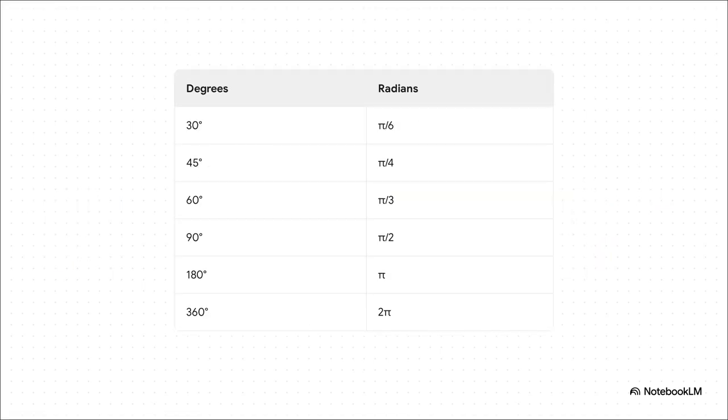And you can see how it works right here. A full circle, 360 degrees, well, that's 2 times 180, so it's 2 pi radians. Half a circle, 180 degrees, that's our golden rule, it's pi radians. And a right angle, 90 degrees, that's just half of 180, so it's pi divided by 2. See? It all just flows from that one simple idea. You'll see these so often they'll feel totally normal.